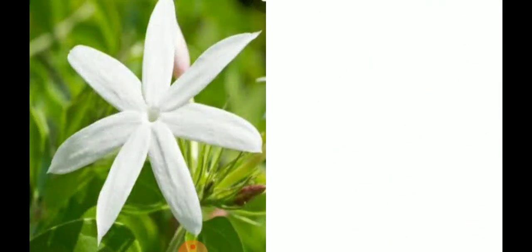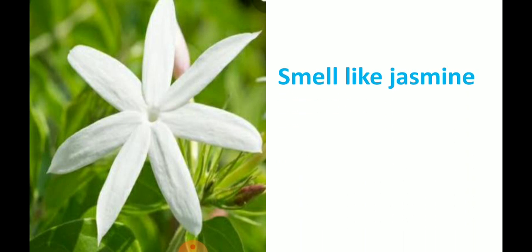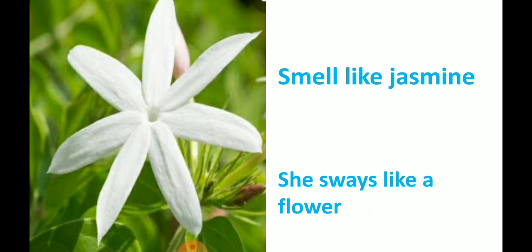Now some examples with like. The perfume smells like jasmine. So the smell of the perfume is like jasmine. Directly we are comparing it to jasmine. She sways like a flower. So the way she is swaying is directly compared to the flower using the word like. In both the cases, smells like jasmine, sways like a flower, the word like is used for comparison.